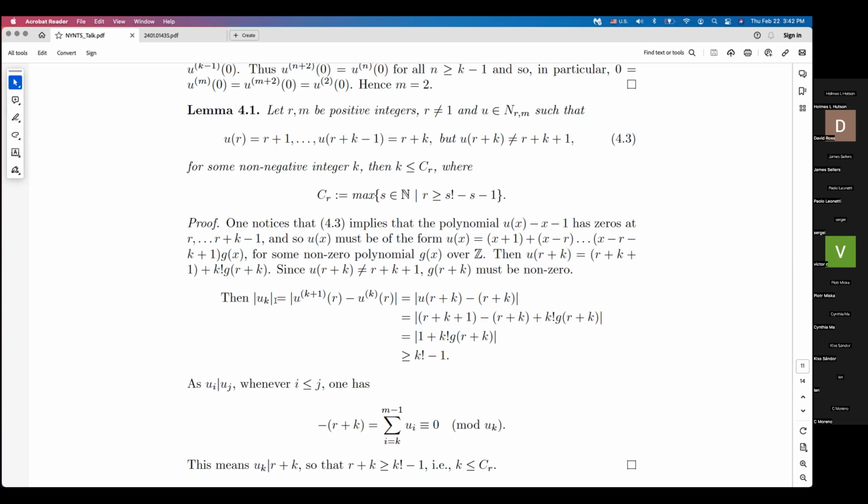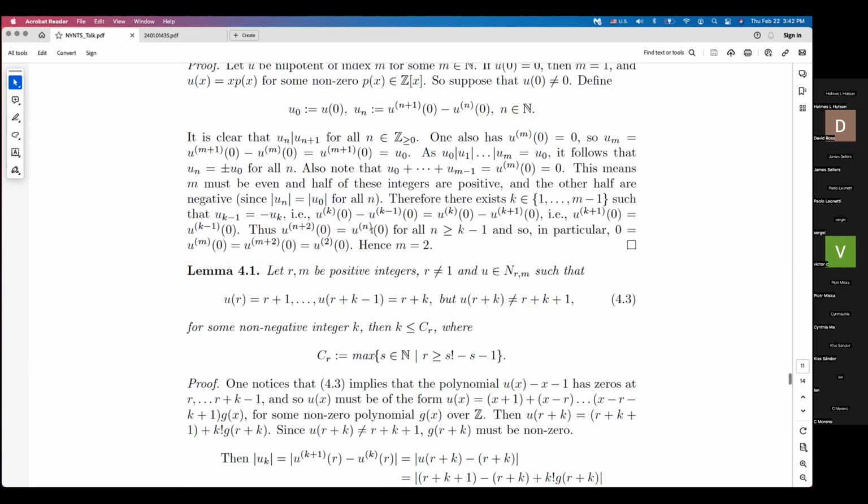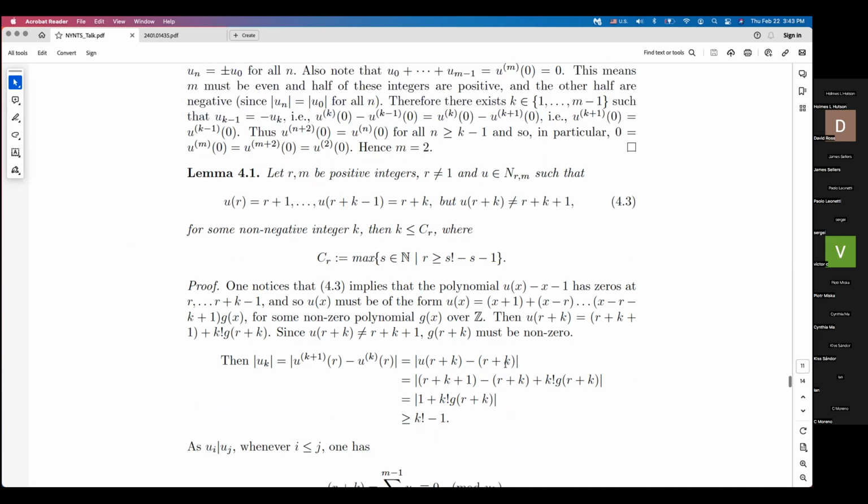Okay, so what is the difference? What is the (k+1)th iteration difference of u with the kth iteration difference? Which we are denoting by u_k, by the way, like we did in here. So this is really equal to that. After we cancel things out, some things are going to be canceled. And then if you write it out, it ultimately boils down to 1 plus k factorial times g of r plus k. And the minimum value of this expression is k factorial minus 1.